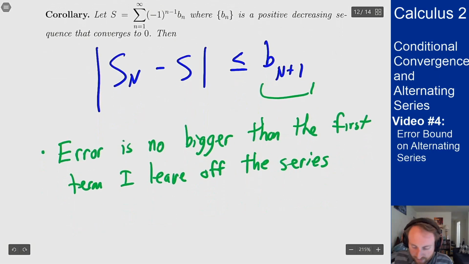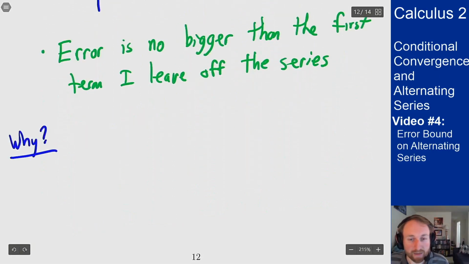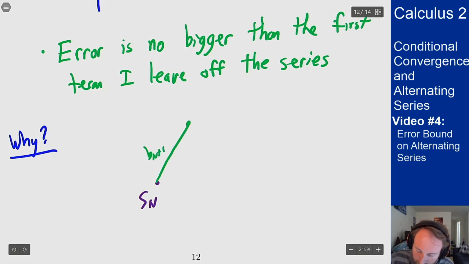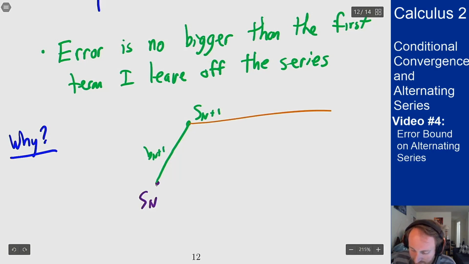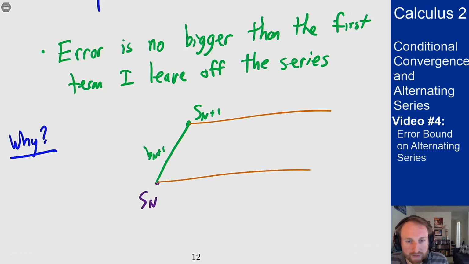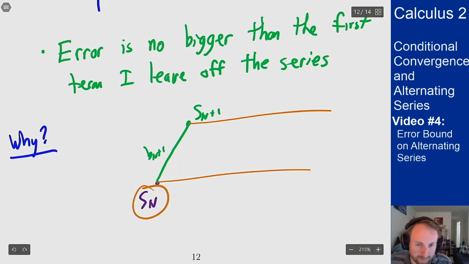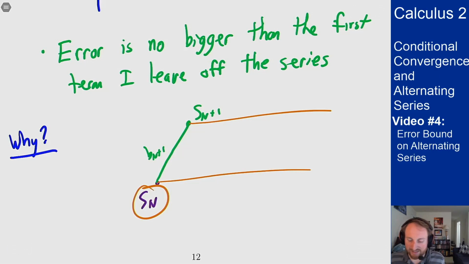So why is this true? What's the whole zigzag argument from before, right? If I'm here with my partial sum Sn, and then Bn plus 1 takes me up here to Sn plus 1, I know that my limit for the series must be between these two lines, which means I can't be off by any more than Bn plus 1 if I take Sn to be my approximation. That's the basic idea, and it works either way with the up and down for the zigzags.